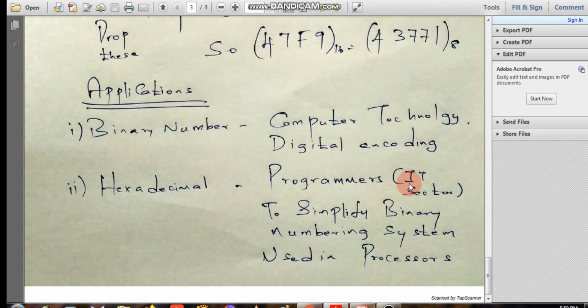The processor can easily understand the coding only if it is in hexadecimal form. Okay.